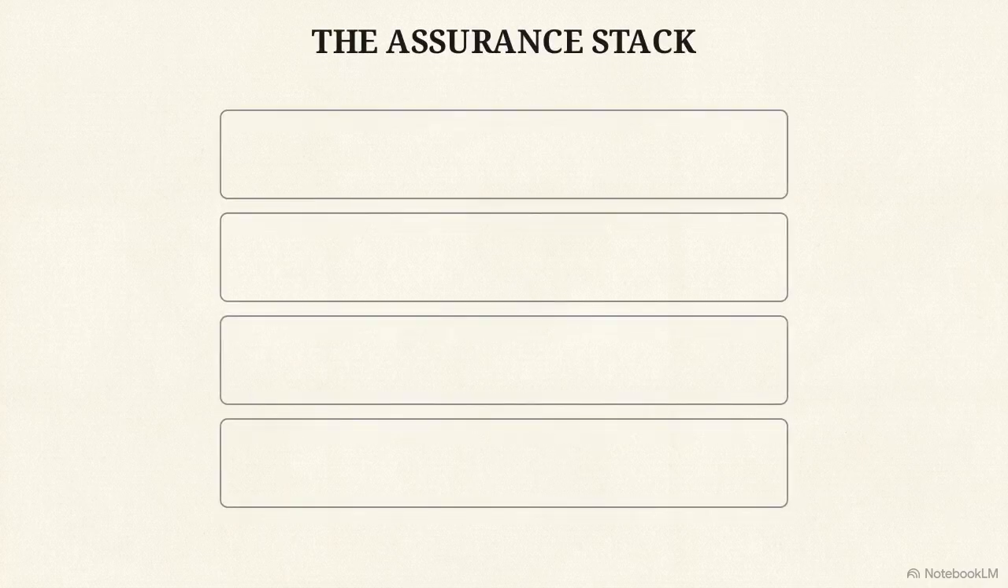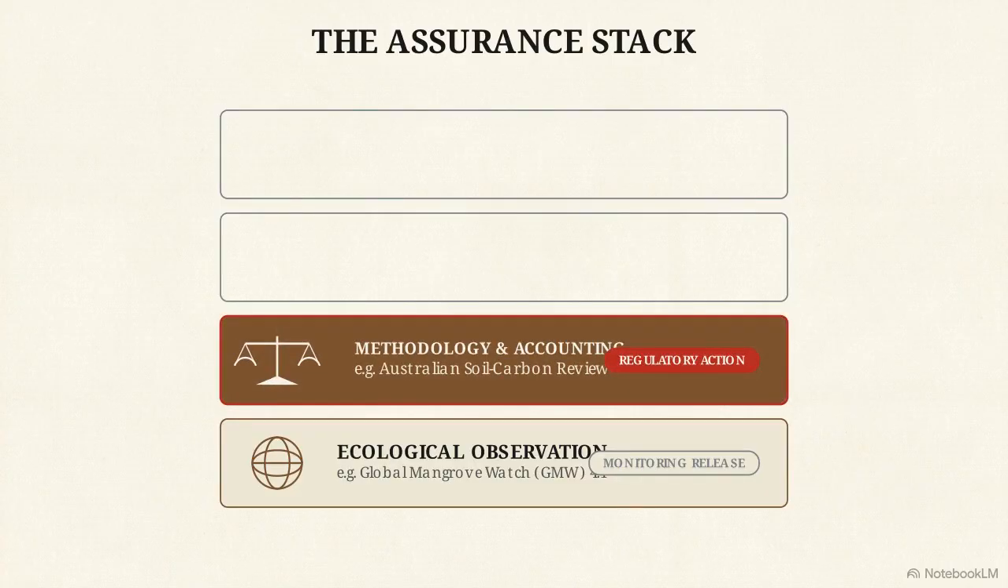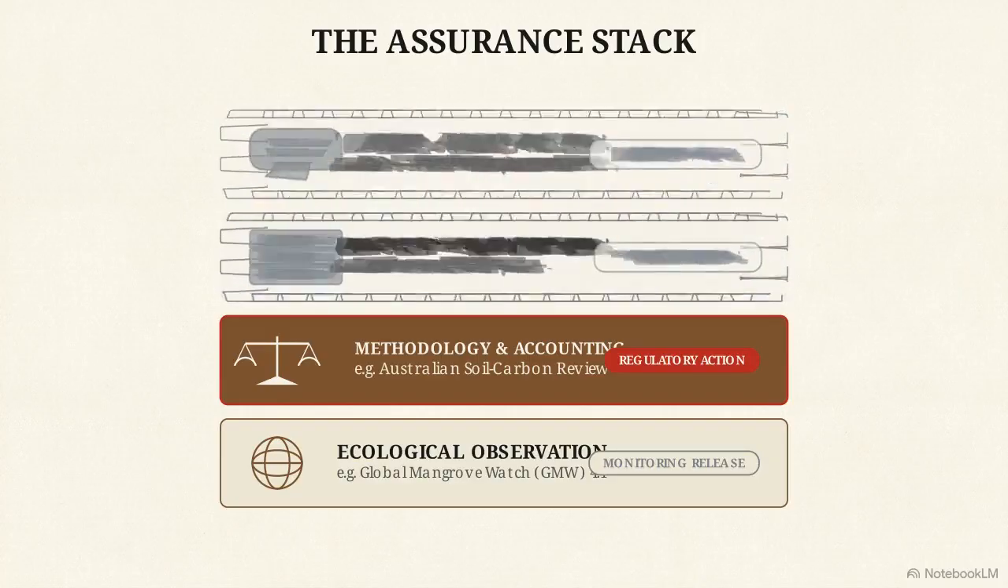The market's assurance machinery is actually a stack of 4 distinct layers, each operating with different legal weight. At the bottom, tools like Global Mangrove Watch provide sophisticated satellite mapping. This observation layer proves ecological change, but it does not grant the legal right to claim a carbon credit. That translation happens here, at the methodology and accounting layer, where the soil carbon review took place.